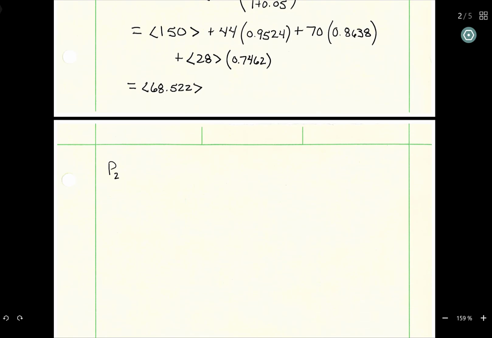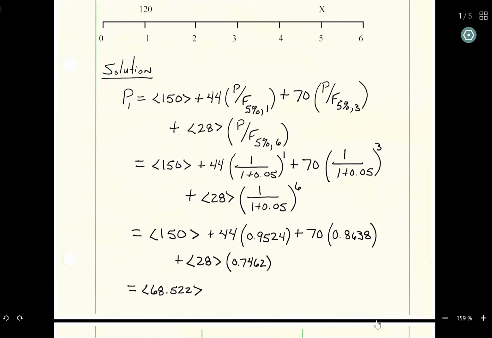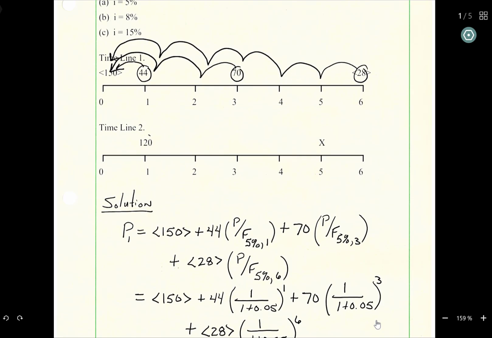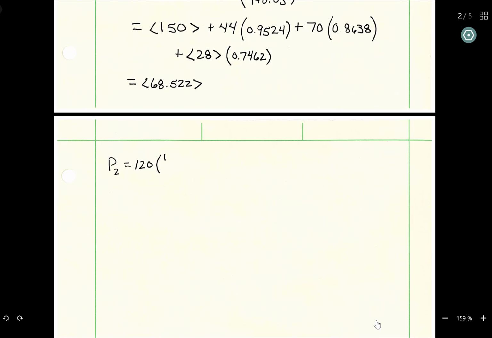For timeline 2, again, we want to calculate the present value of the timeline, and we need to do so by first bringing the $120 back using a P over F factor. Looking at the timeline, we see that the $120 needs to be brought back one compounding period. Using a P over F factor, where I is equal to 5%, and N would be equal to 1 year or one compounding period.